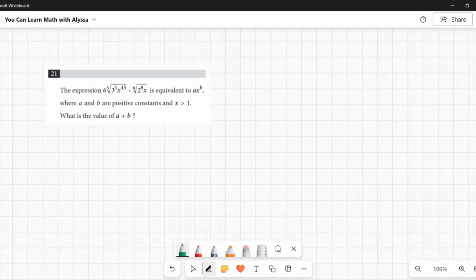Number 21. The expression 6 times the 5th root of 3 to the 5th times x to the 45th, times the 8th root of 2 to the 8th times x, is equivalent to a times x to the power of b, where a and b are positive constants and x is greater than 1. What is the value of a plus b?